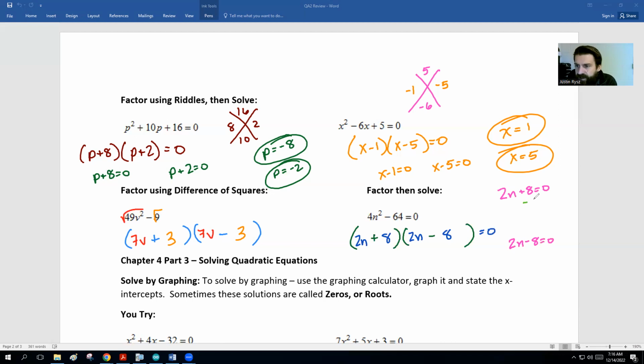All right, this one we subtract 8 over, and then divide by 2. We get n equals -4 as one solution. The other one, we're going to add 8 over instead. It just means we get a positive 8. And when we divide by 2, that means we get a positive 4.